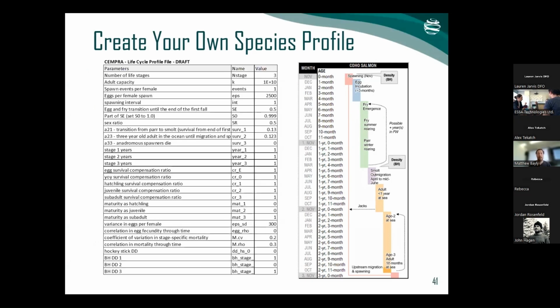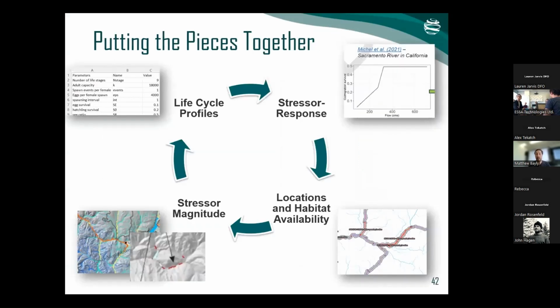Then you can kind of take something like this and convert it into one of those life cycle input files. And then finally, the life cycle model, tying it all together, is bringing in the life cycle profile, bringing in the stressor response relationships, thinking about specific habitat availability if there's a density dependent bottleneck somewhere, and then tying those into stressor magnitude files, and then running those together into scenarios too. And that's sort of like the common workflow in the life cycle model.